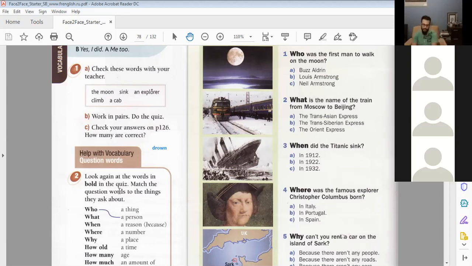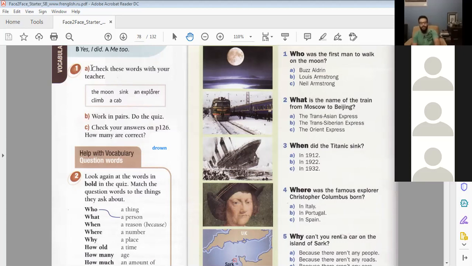Yes, correct. This is the meaning of drown: to die in water. We use drown for animals and for people. But for things, for objects, for spoons, we say sink.